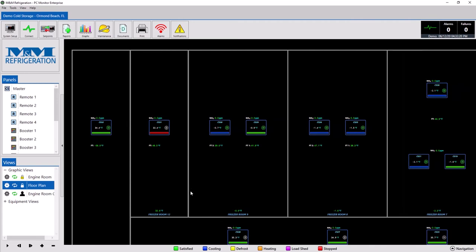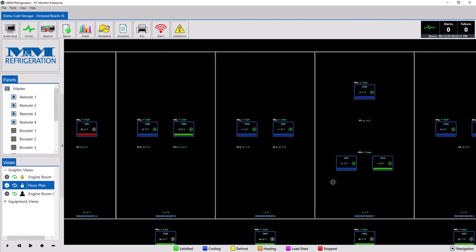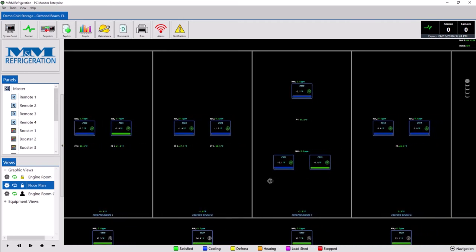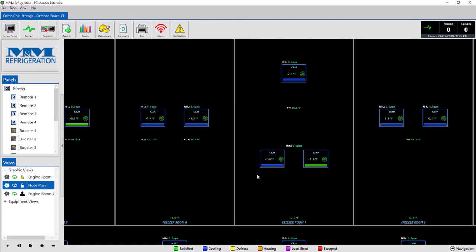It saves the power required to run the fan and also eliminates the fan's heat load, which would otherwise need to be removed by the refrigeration system.